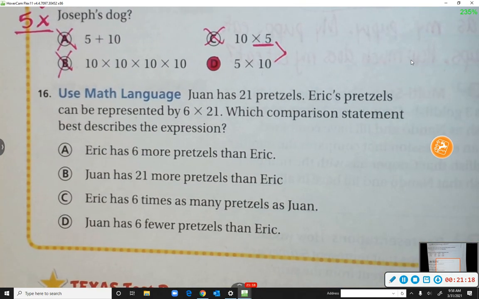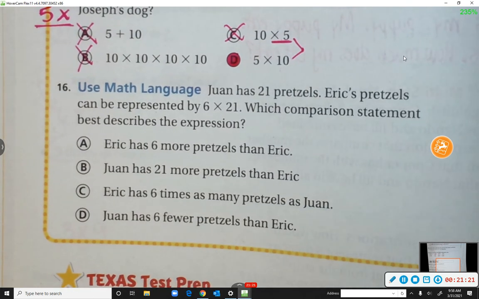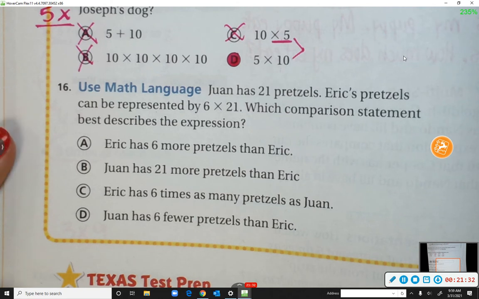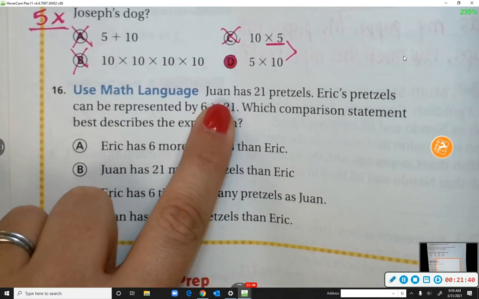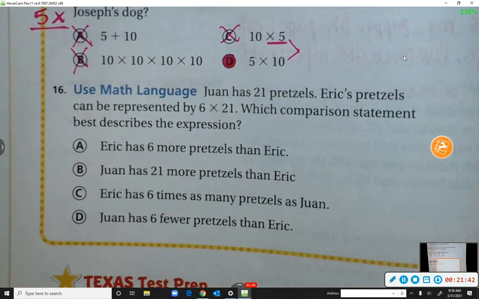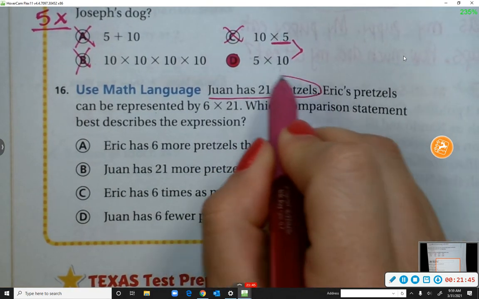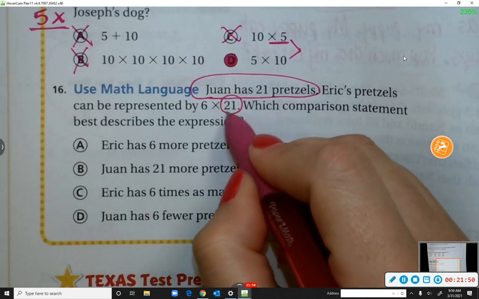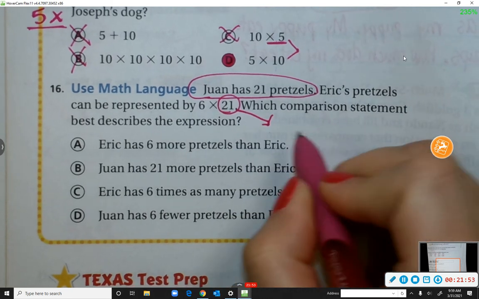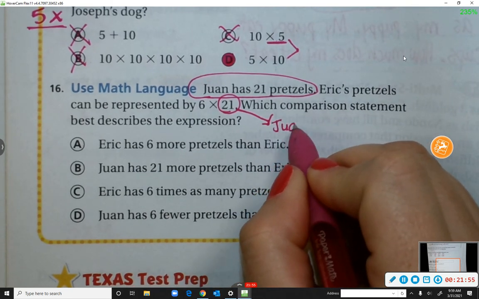Okay, number 16. Juan has 21 pretzels. Eric's pretzels can be represented by 6 times 21. Which comparison statement best describes the expression? Okay, this is more of what we're going to practice tomorrow, actually having people with the numbers, because this is where it gets confusing. Okay, well, Juan has 21 pretzels, right? So we need to circle that 21 and label it as Juan. This is what we will practice tomorrow.